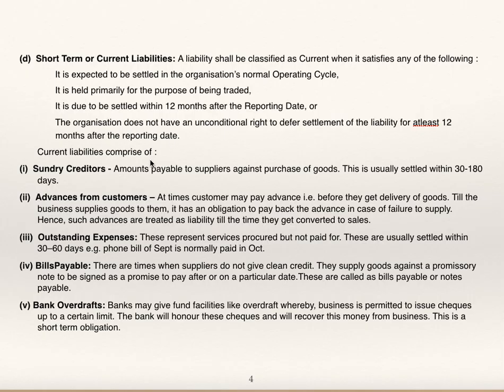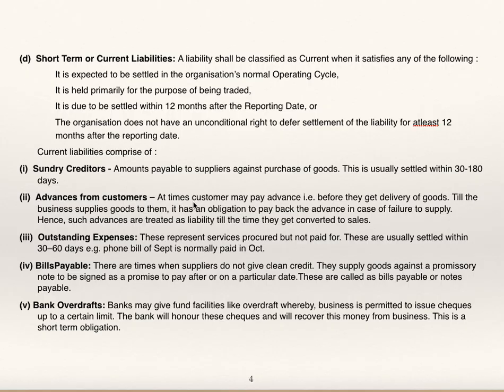Current liabilities comprise of sundry creditors, advances from customers, outstanding expenses, bills payable, and bank overdraft. Now we'll see in detail one by one all these current liabilities. Sundry creditors: amount payable to suppliers against purchase of goods are known as sundry creditors. This is usually settled within 30 to 180 days.